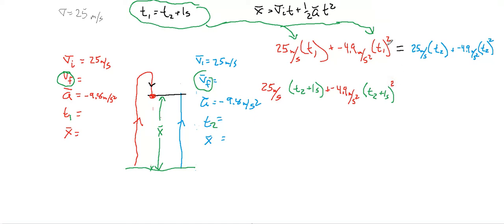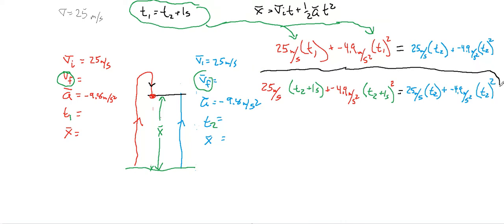Times 2 plus 1 second squared, and that equals, and I didn't change anything on the right side because it's already in terms of time 2, so it's 25 meters per second times 2 plus a negative 4.9 meters per second squared times 2 squared. So now I have this equation, and I'm not saying it's a beautiful equation. It's actually a pretty rough equation that I'm going to leave for you to solve.